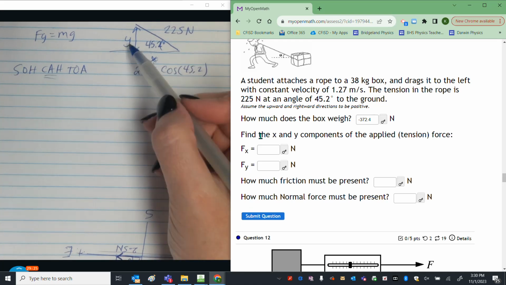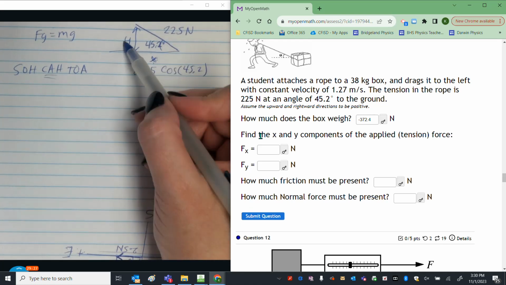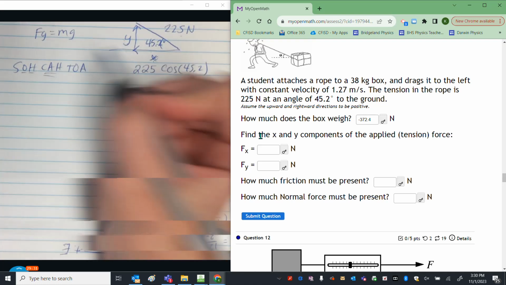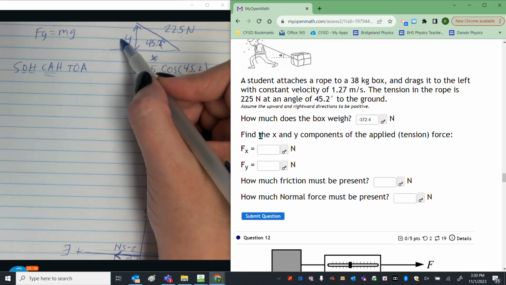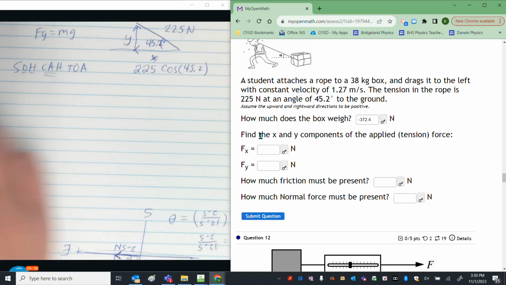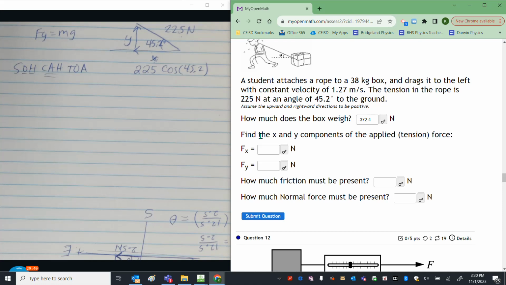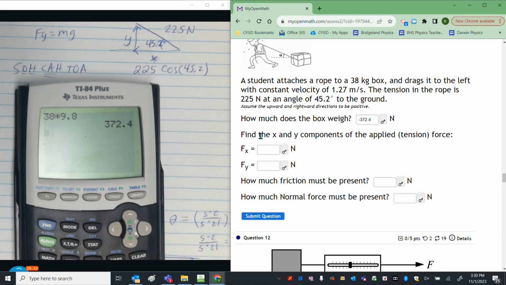For my y, it is opposite my angle. Again, I still have the hypotenuse. I'm looking for the opposite side over hypotenuse. That's sine. This one ends up being 225 times sine 45.2. So it's a very similar process for both of them. Let's go ahead and do the x component first.